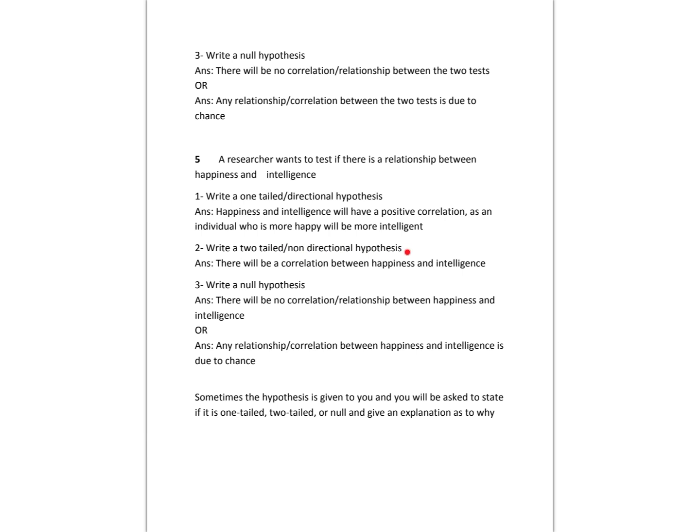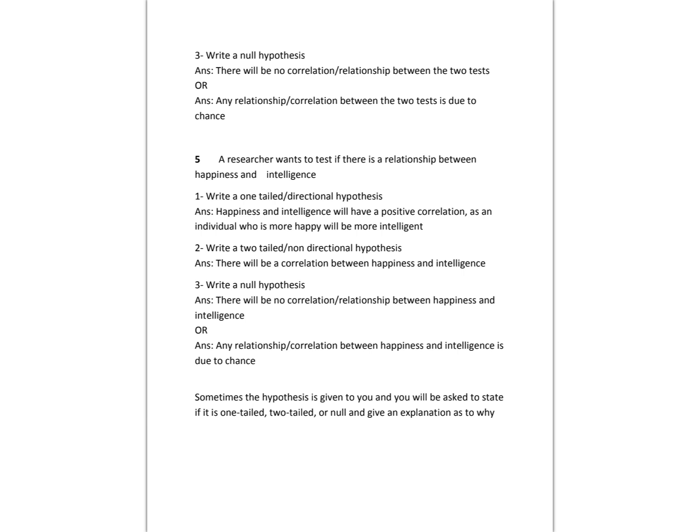Write a two-tailed non-directional hypothesis. There will be a correlation between happiness and intelligence. Write a null hypothesis. There will be no relationship between happiness and intelligence, or any relationship between happiness and intelligence is due to chance. Okay.